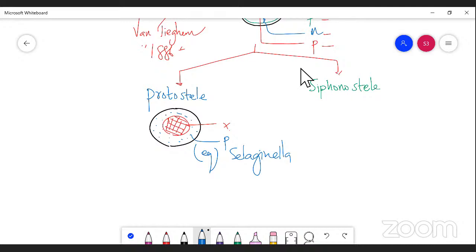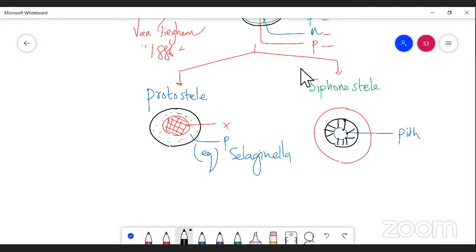Next we pass on to siphonostele. Siphonostele is a type of stele in which at the center you find pith. This is the pith region. The pith is surrounded by a compact arrangement of xylem, and the xylem is surrounded by phloem. Phloem is present and xylem is present along with the presence of a pith region. So this is called siphonostele.